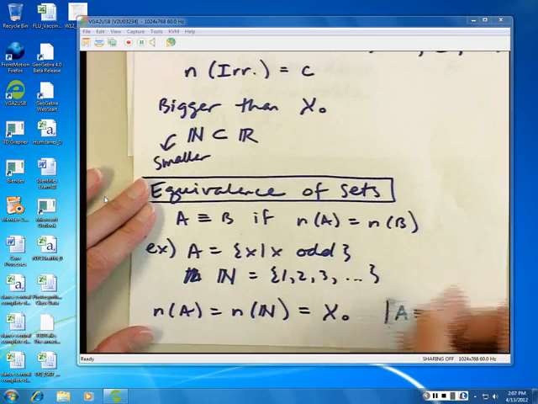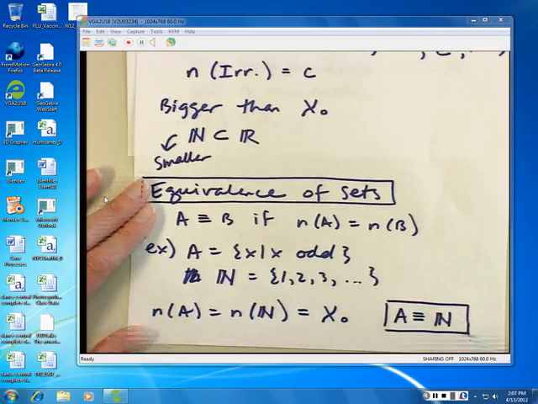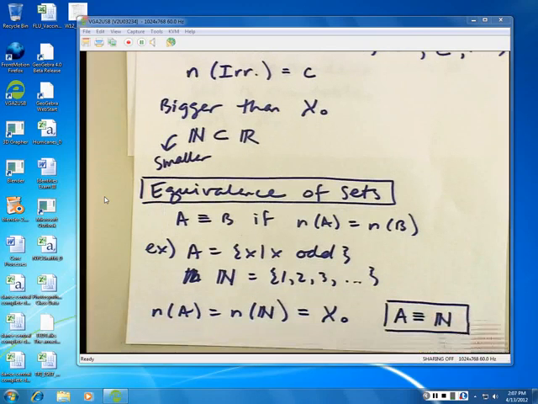So set A is equivalent to set N in size only, but note that A is not equal to set N, the set of natural numbers. To be equal, remember, they had to have all the same elements. Equivalence just means that they have the same size.